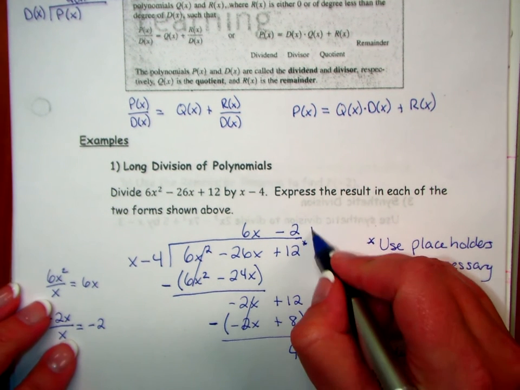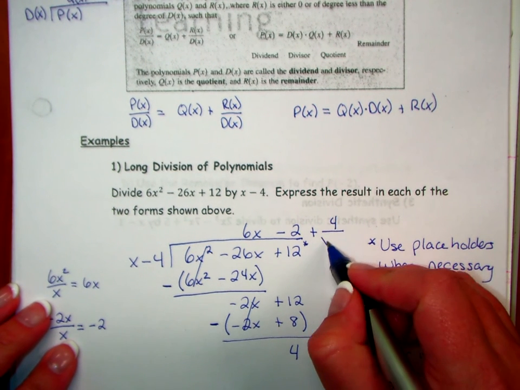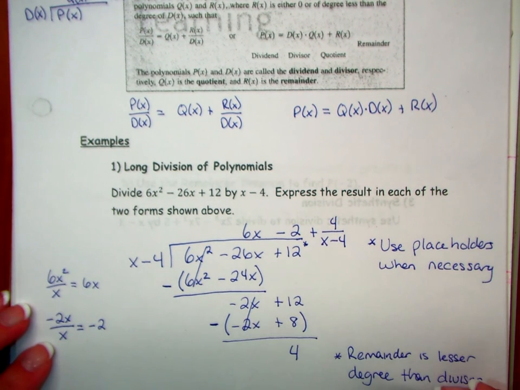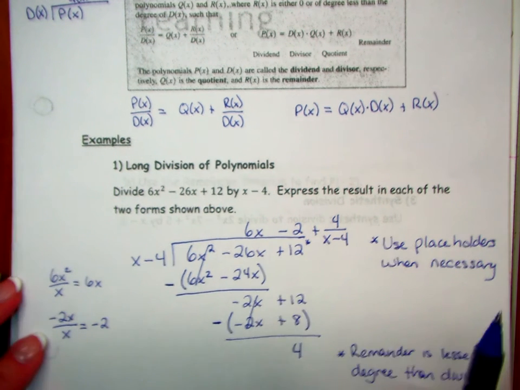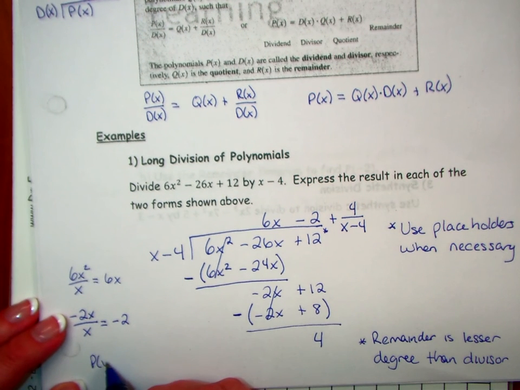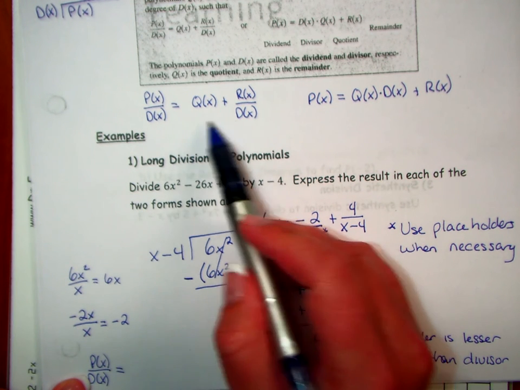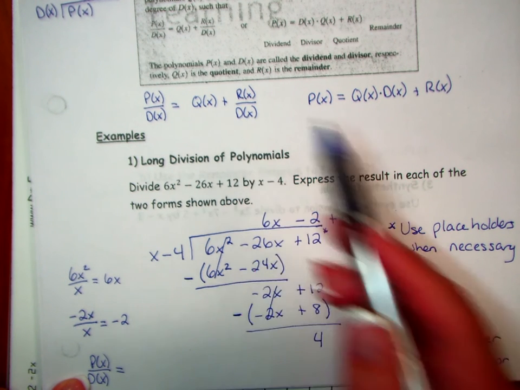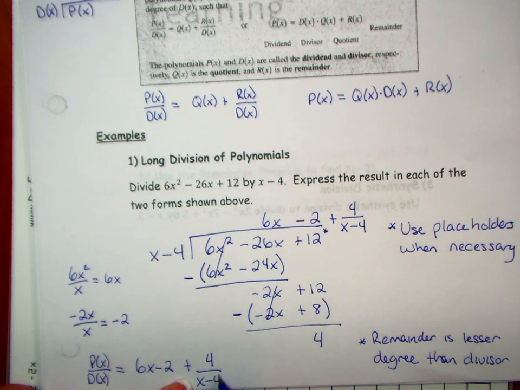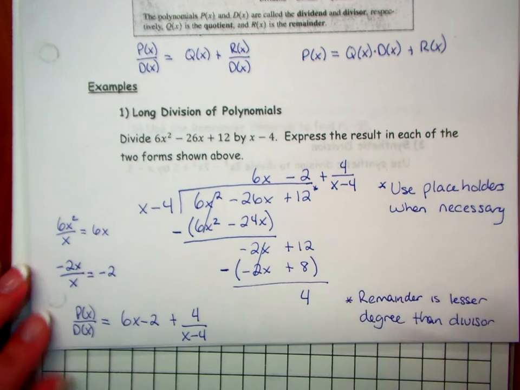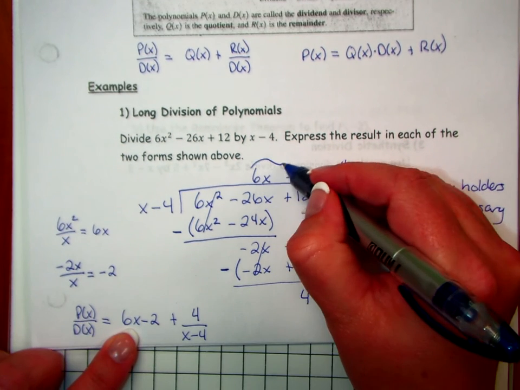So I'm going to go ahead and put the plus 4. I'm going to write it over x minus 4. Okay. So when we write this answer, it is written in this first format, right? So if p of x divided by d of x, if I wanted to show that answer, I would do q of x plus r of x over d of x. So my quotient here is 6x minus 2 plus the remainder 4 over x minus 4. So I guess I'd like you to realize that this right here is q of x.